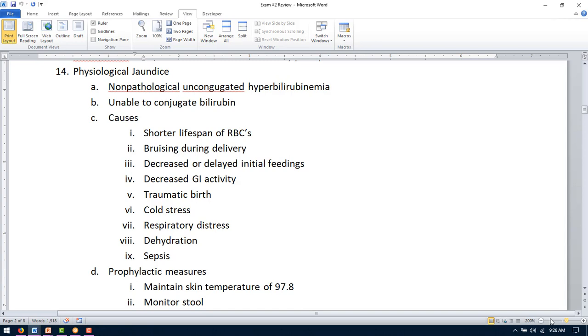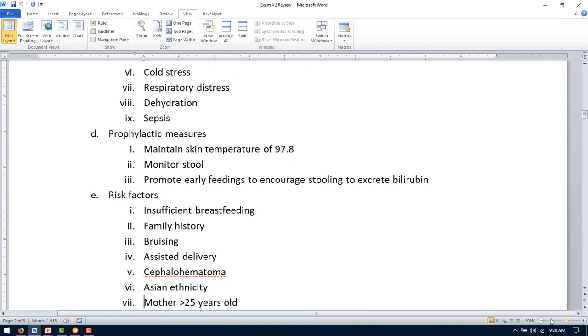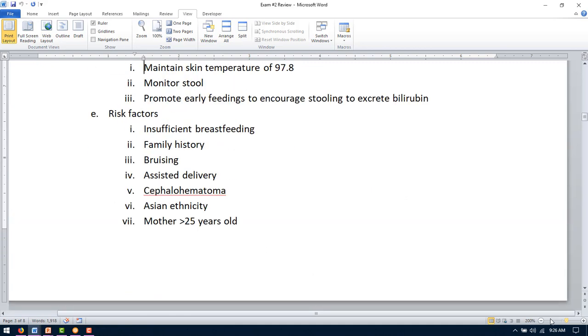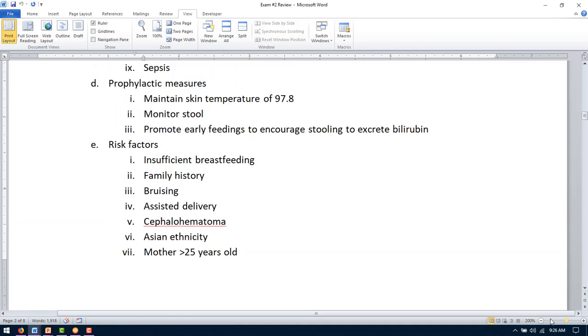Maybe they're not eating right away during that first period of reactivity, or their bowels aren't moving as fast. Like I said, maybe a traumatic birth. Cold stress will cause jaundice, respiratory distress. If they're dehydrated, they will show signs of jaundice. And if they're septic, they'll show signs. So remember that we need to keep our babies warm, make sure they're pooping, and get them eating so that they do poop so they can get that bilirubin excreted.